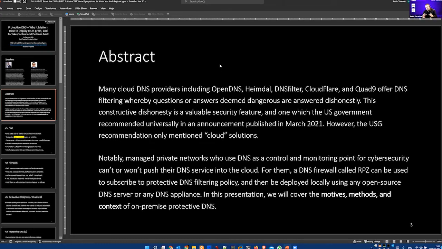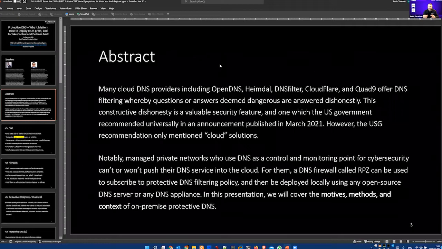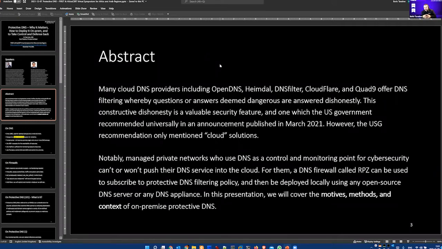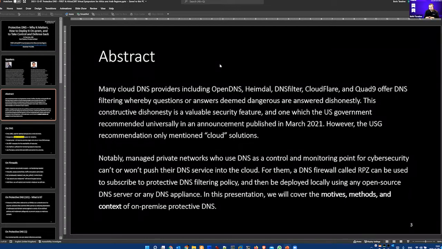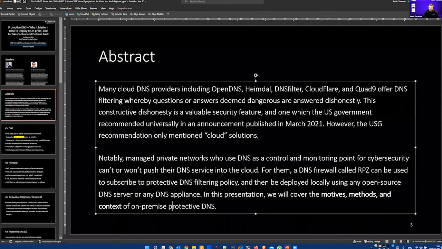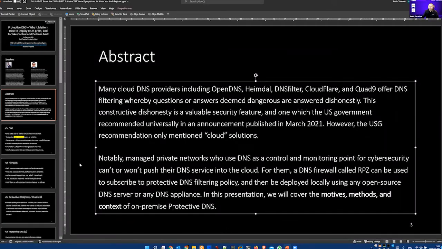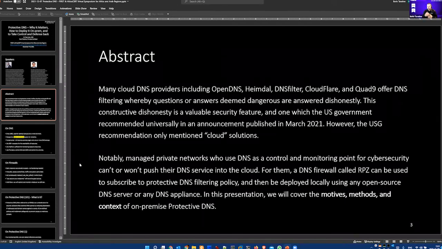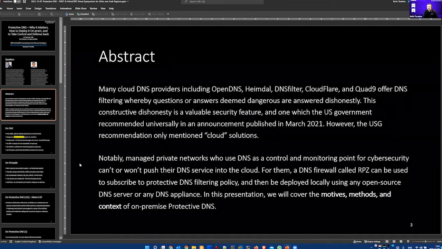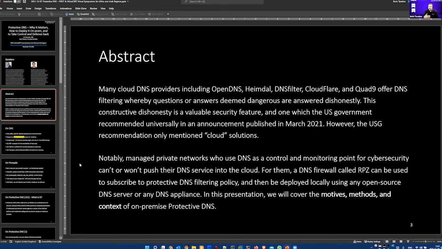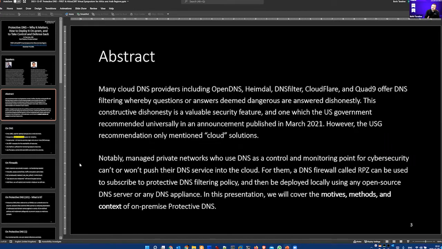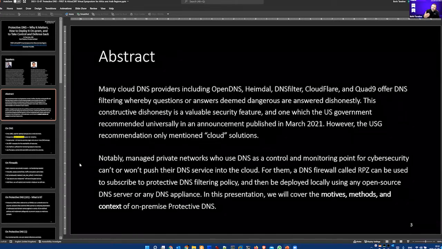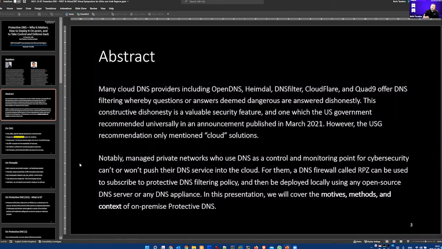This is an engine used in DNS filtering policy. In this presentation, I will cover the motives, methods, and context to justify on-premise protective DNS. Not only will I do that, I will show you how exactly you can build it by yourself. If I can do it with you during the second part of this presentation, the second hour, in literally 10, 15 minutes, you would definitely understand that the same power you can take in your hands, bring to your organizations, and use everything which comes as a byproduct of this DNS defense.